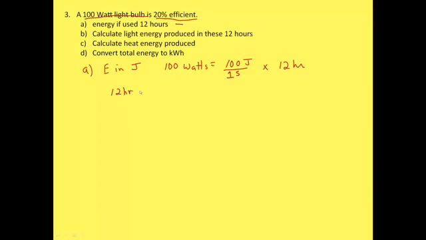So 12 hours times 60 minutes per hour. This always goes over 1 when you start conversions, times 60 seconds for every 1 minute. And this is going to give you 12 times 60 times 60 seconds. So we've just converted 12 hours, canceling the hours, canceling the minutes, and ending up with seconds.